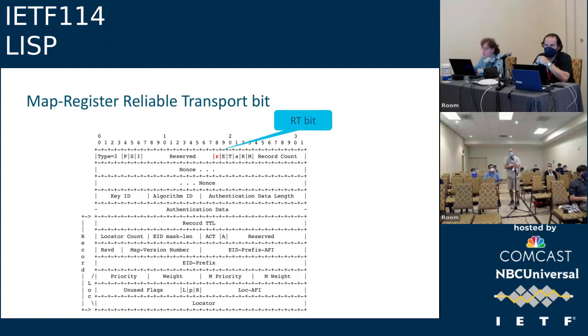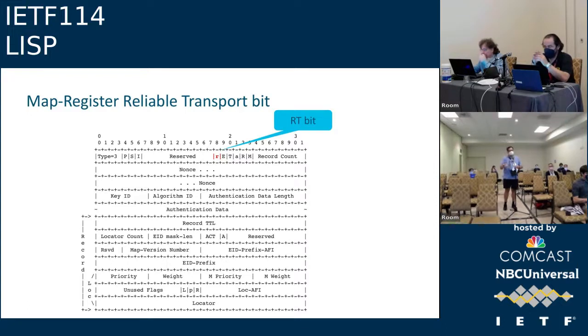Just real quick, this is Dino. I didn't understand the question, so I don't know what you're answering. So the question was, if the TCP session goes down, then you have to go back and authenticate again via UDP. No, you're constantly sending map registers. And the authentication data is in the map register. So it's a periodic re-authentication. So it's not session-based. Okay, makes sense.